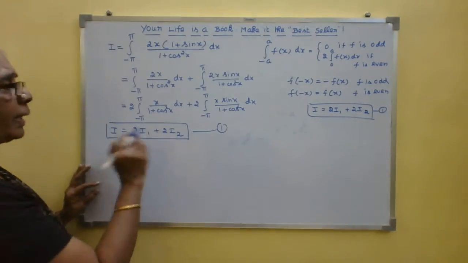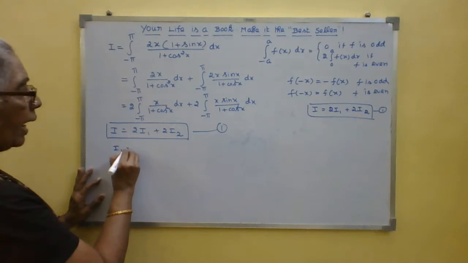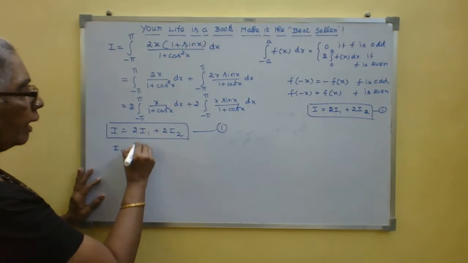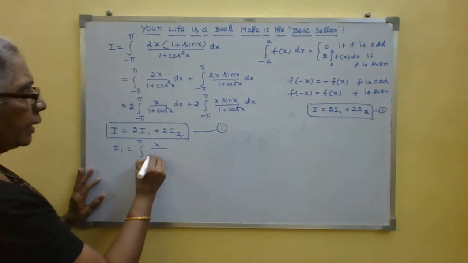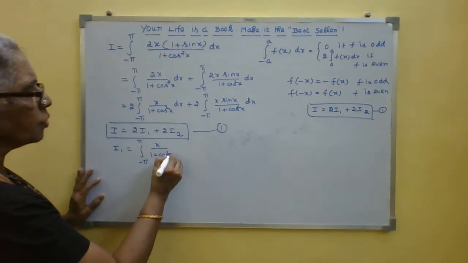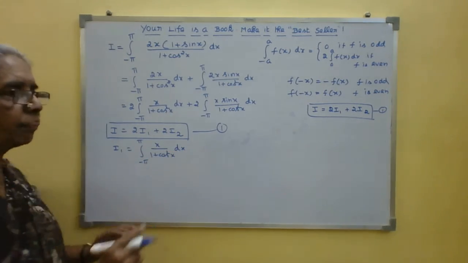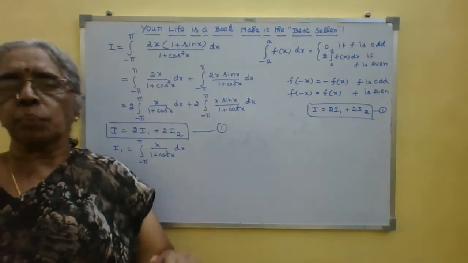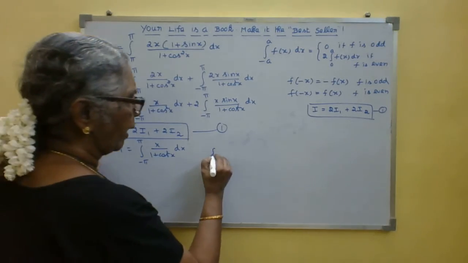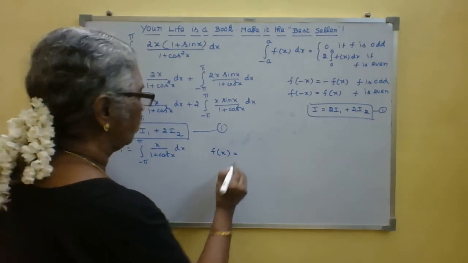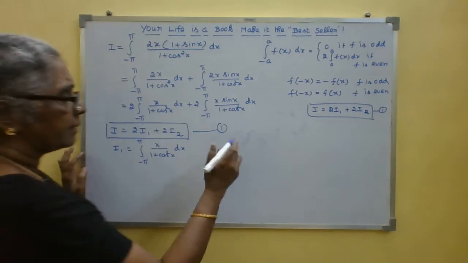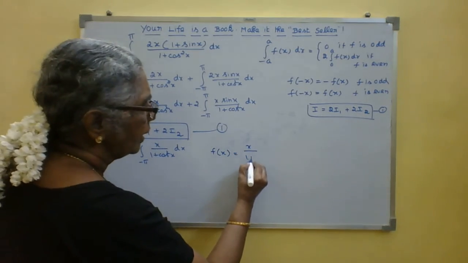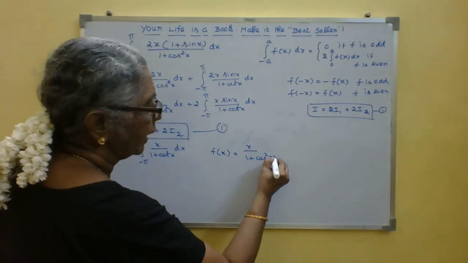Now what is my I1? Let me write my I1. I1 is integral from minus pi to pi of x by (1 plus cos squared x) dx. Now let me try this property. So now I will write f of x is equal to, this is the integrand, x by (1 plus cos squared x).